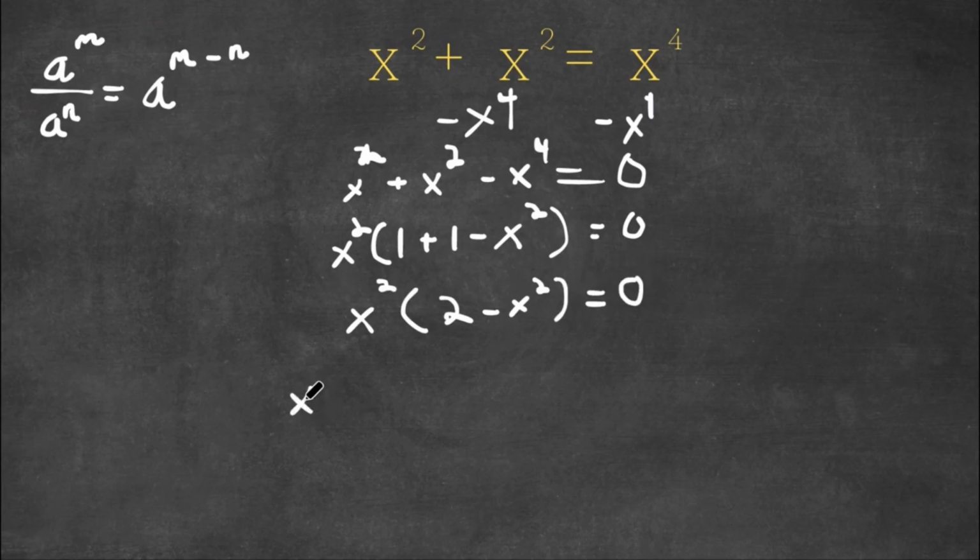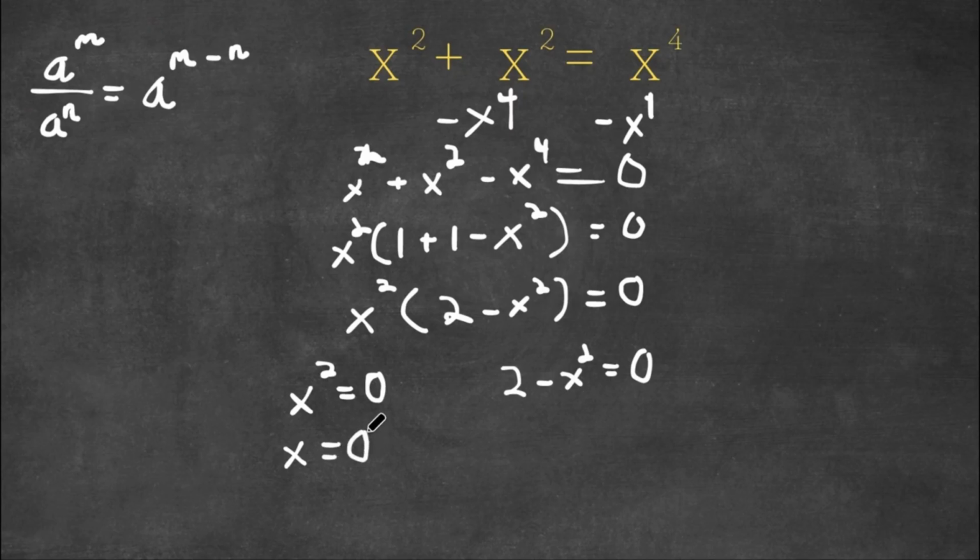Our first equation is x squared is equal to 0, and our second equation is 2 minus x squared is equal to 0. Now for x squared equals 0, well, this is simple. The only number that when squared equals 0 is simply just 0. So for this, we have x is equal to 0.